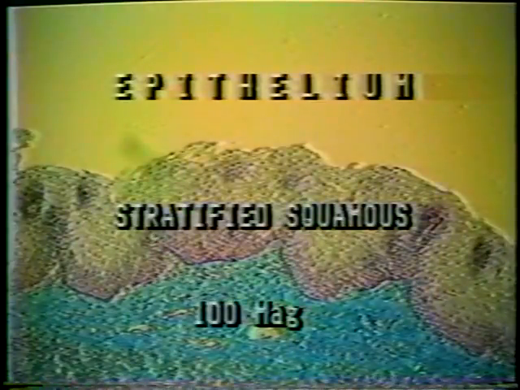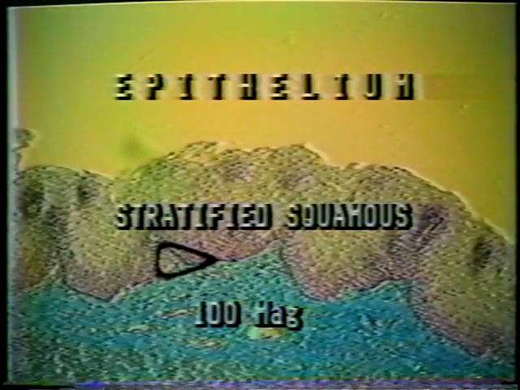Some epithelia line cavities that experience a lot of wear and tear. For example, the mouth and esophagus, skin, rectum, and vagina are of this type. Stratified squamous epithelia is layered to protect those linings.